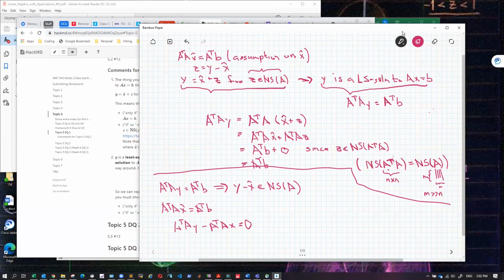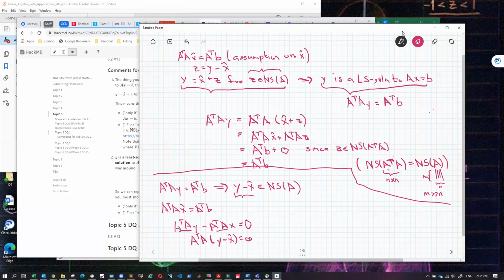And now what can I do with these? I could move it over to the other side and make them equal, but I don't want to do that. I'm trying to show that this is in the null space. But this is just a matrix times a vector, so I can just factor out the matrix. So A transpose A times y minus x hat equals 0.